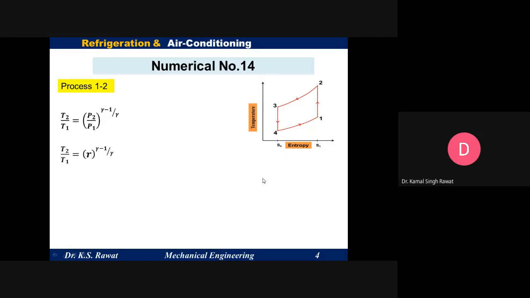Okay. So P2 by P1 is equal to R, and we have the value of R. So we can put the value of R here, and we will get T2. T2 is unknown, and the value of T1 is 268 Kelvin, and the value of R is 10. And if you put gamma equals 1.4, then by solving this expression, gamma minus 1 upon gamma equals 0.286. Now, can you solve this and tell me the value of T2?